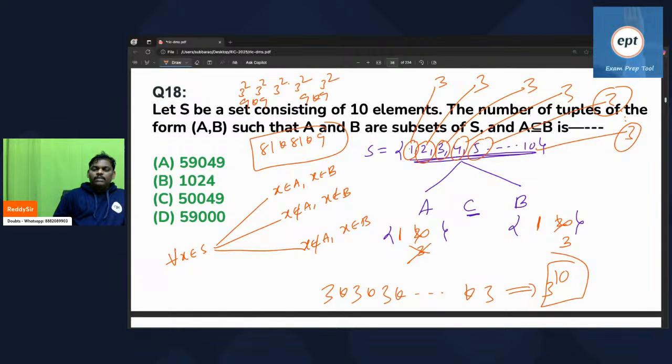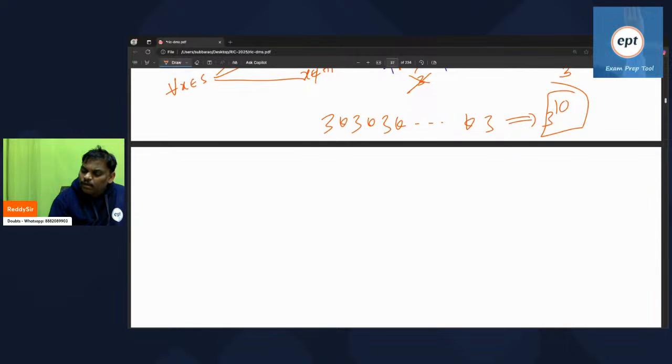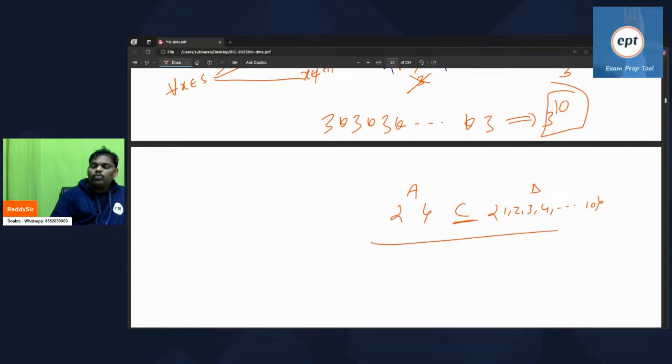But A should be a subset of B, right? So B is a superset. You take any element: it is either in both groups, not in both groups, or only in B. If you want, you can check. Assume that all elements came to B. Every element came to the B group only, and no element came to the A group. Then the empty set is a subset or equal to A, which is a subset or equal to B. That is also okay, no problem.